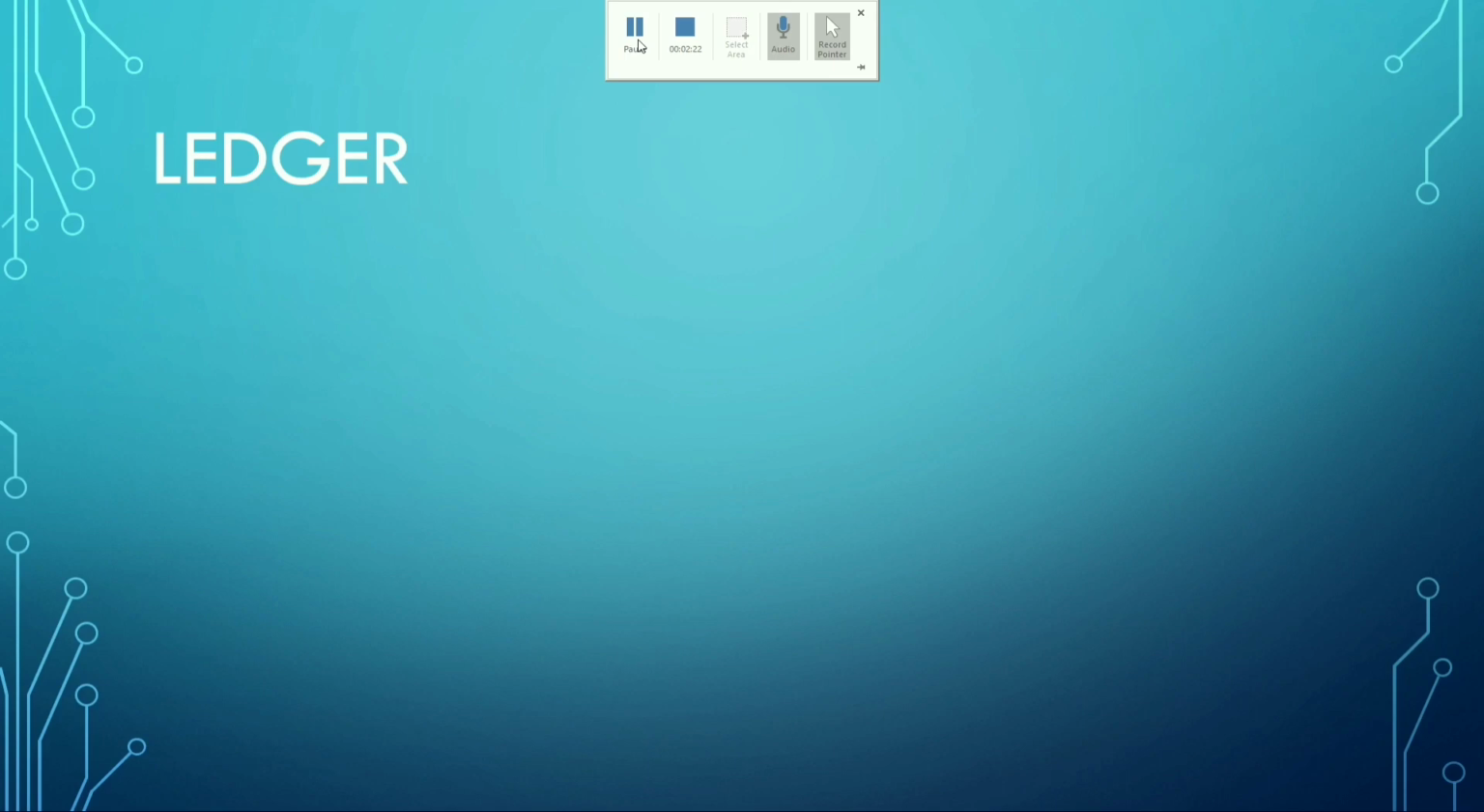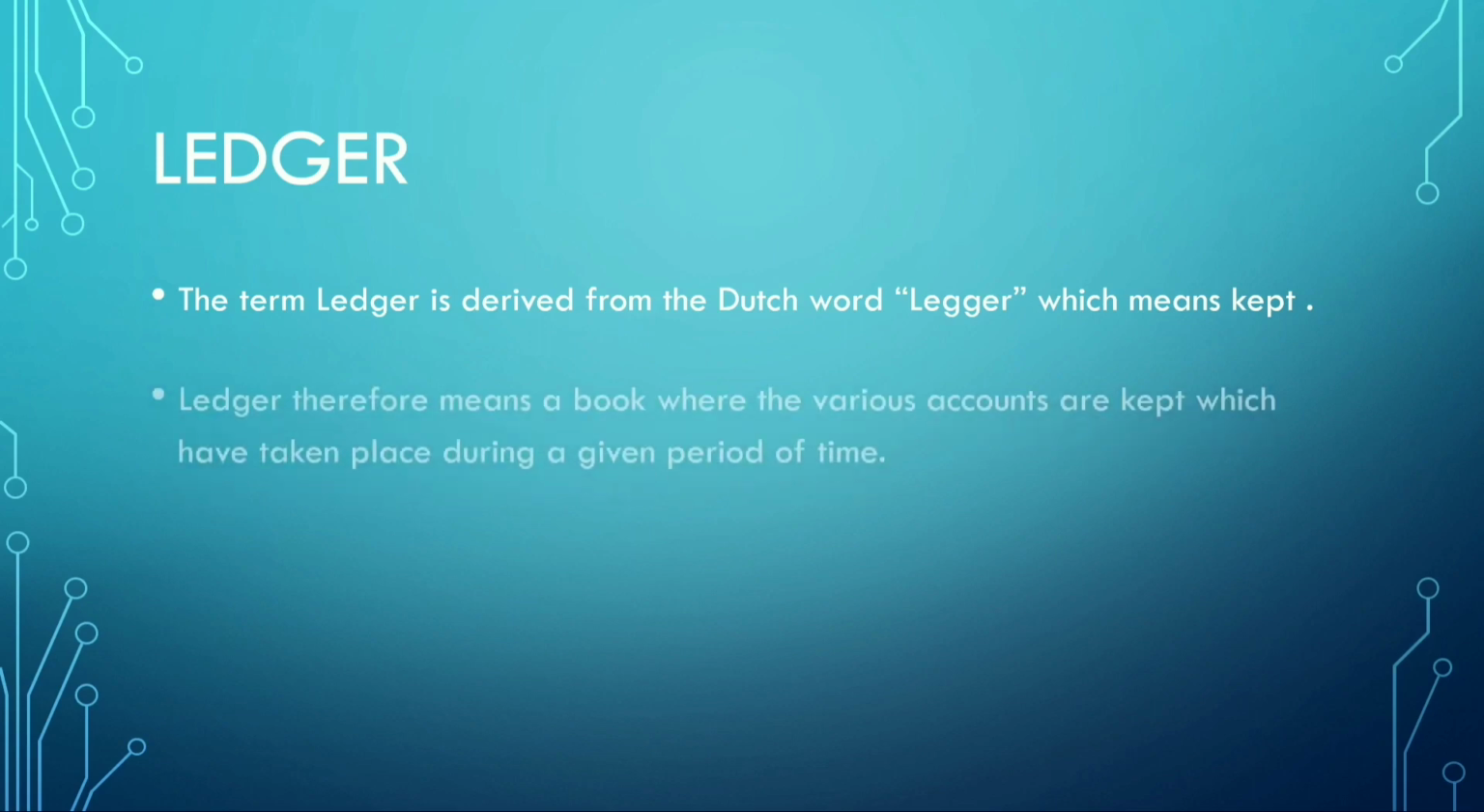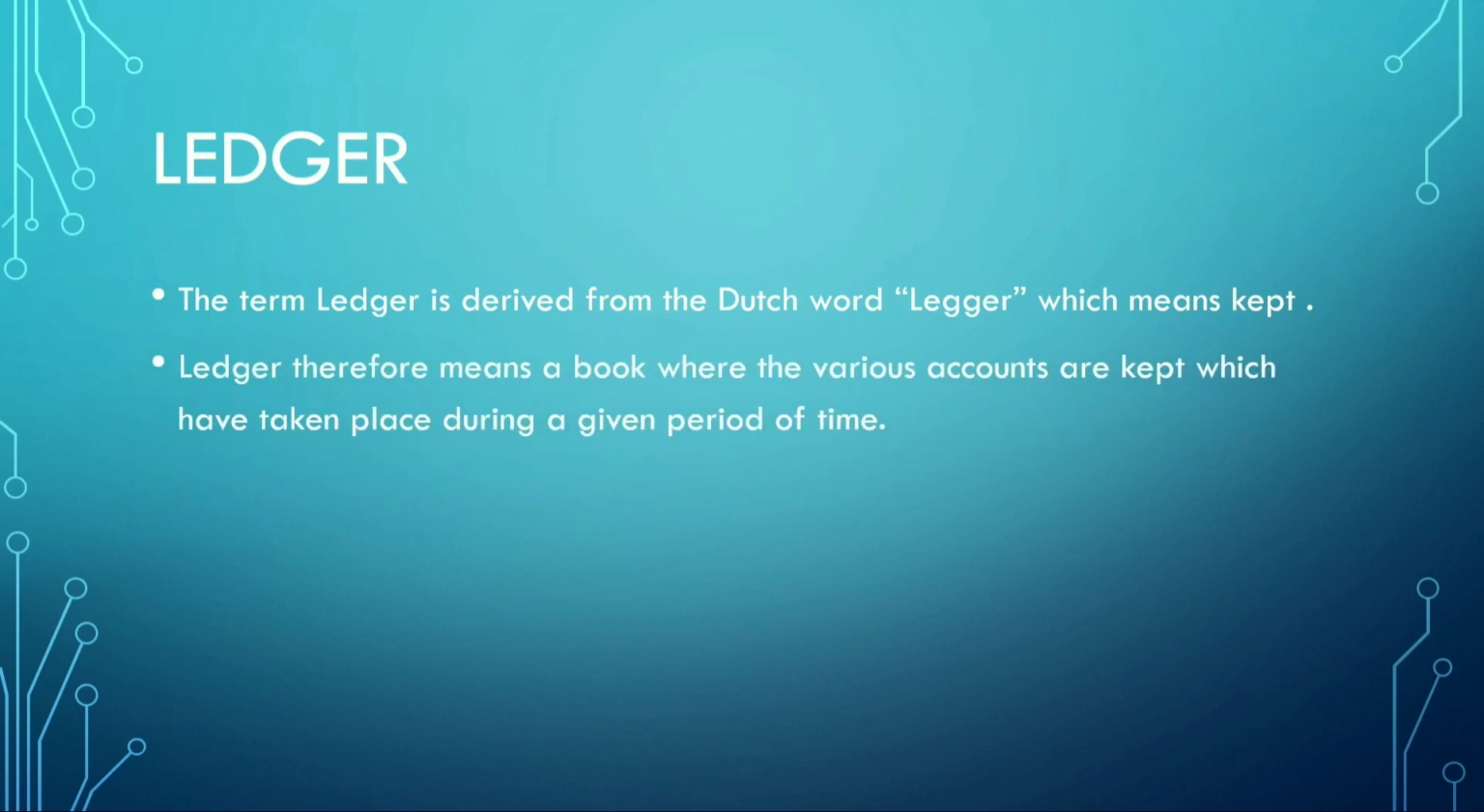First of all, what is a ledger? The name is derived from a Dutch word meaning keeping or storing. Later, it became the ledger, which means a book where the various accounts that have taken place during a given period of time are kept.